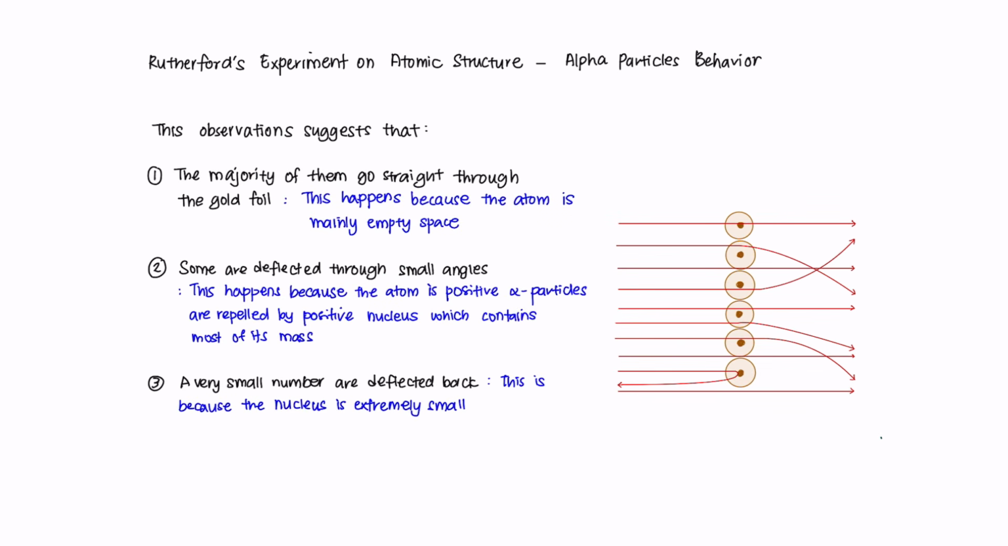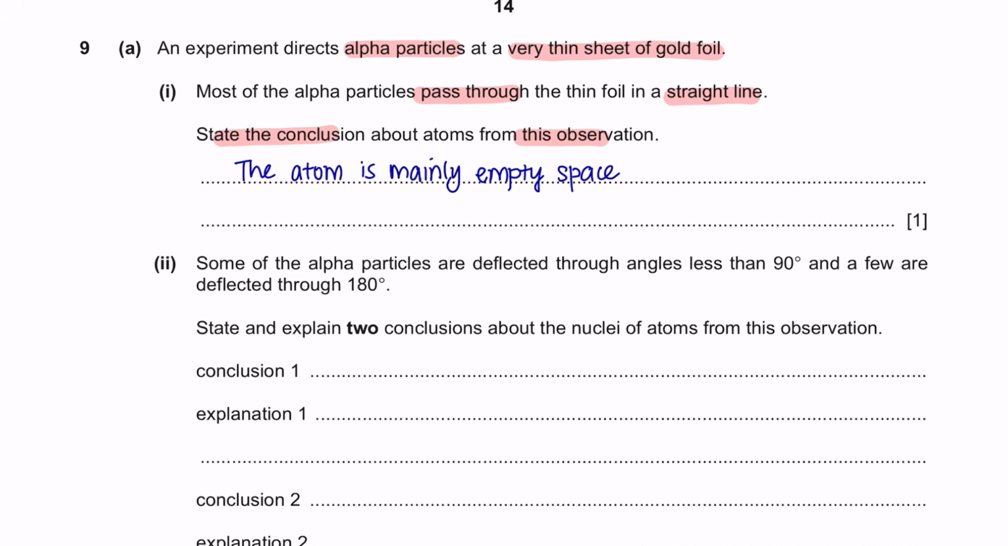If you watch the video, you would understand that the particles mostly move in straight lines, some are slightly deflected, and the remaining are deflected back. So the reason why the majority of them go straight through the gold foil is because the atom is mainly empty space. Next, Part 2.